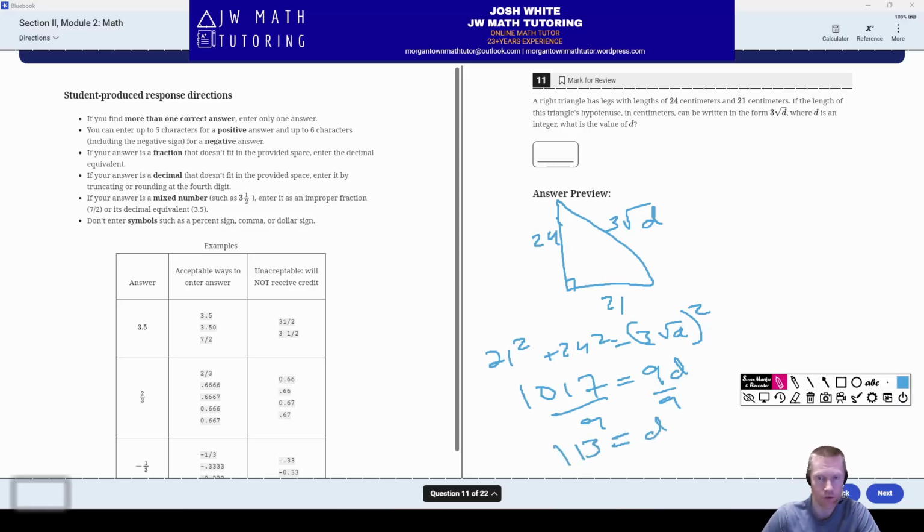So in other words, the hypotenuse, when you simplify it all out, it comes to 3 root 113. Okay, so that's the correct answer.